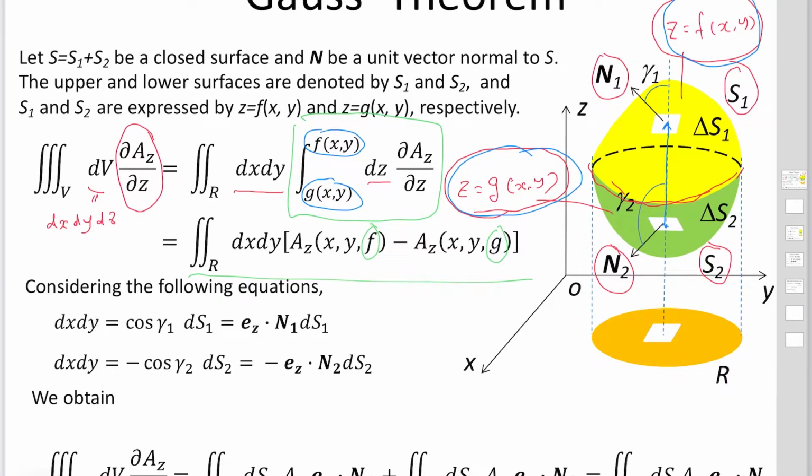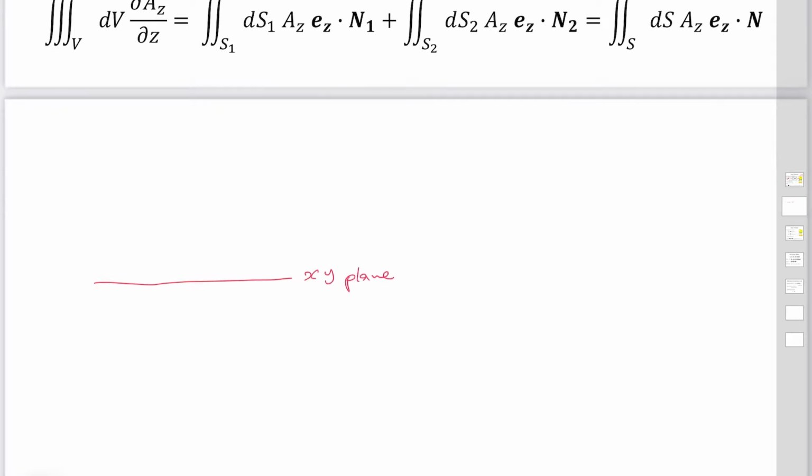We can consider dx dy. This dx dy corresponds to this area. The dx dy areas can be considered projections of this dS. This is the xy plane, and this is the z axis, and this is delta S sub 1. So the perpendicular vector becomes n sub 1.